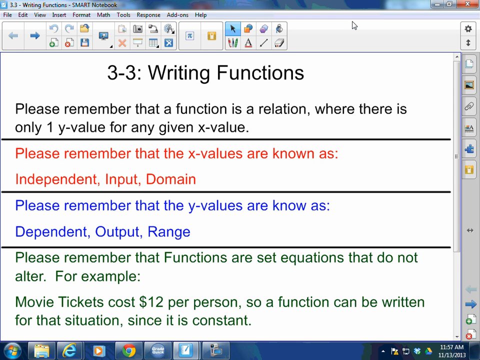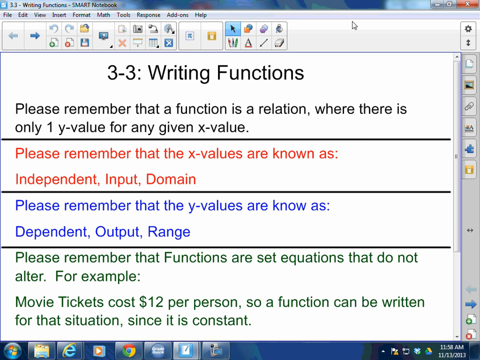Today we're going to continue with functions, and we're going to learn how to write functions today. Writing functions is very easy, and it's also very difficult. I don't want to lie to you, okay? It's very difficult in the sense that you have to think, okay? This is a very big thinking section because you're going to have to create formulas, functions, equations for certain real-life situations.